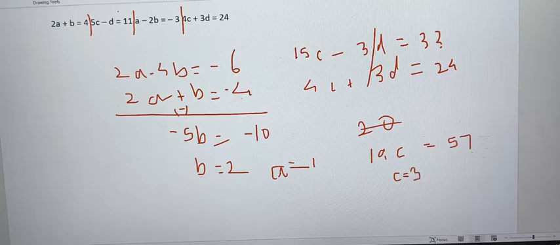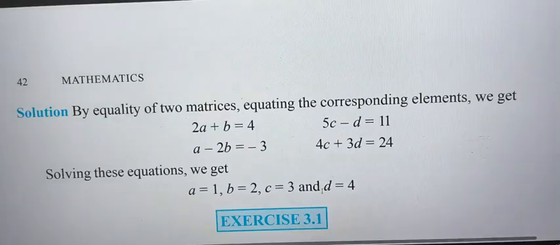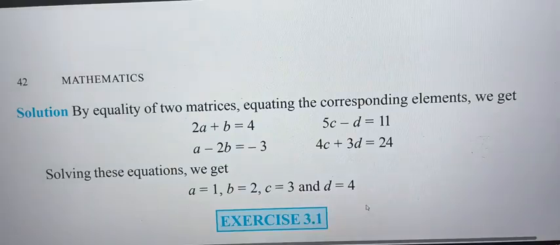Now you can put it in this equation. 15 minus D is equal to 15, because C value is 3. 5 3s are 15. Then D value we need is equal to 11. If we simply subtract 15 minus 11, send D over here, then D value will be 4. So we got A value 1 and B value as 2. B is 2, A is 1, C is 3 and D is 4.